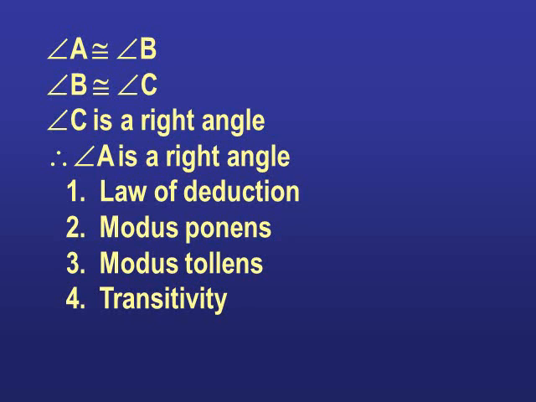Okay, so angle A is congruent to angle B. Angle B is congruent to angle C. Angle C is a right triangle. I'm sorry, right angle. Therefore, angle A is a right angle. Right? There's some substitution going on there. So this one I feel like is the easiest one to recognize. The other three, you just get used to recognizing them as you practice.